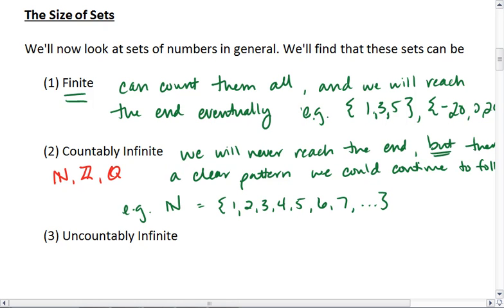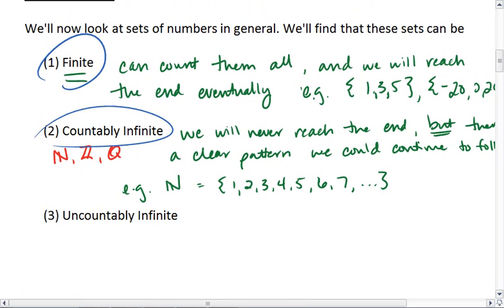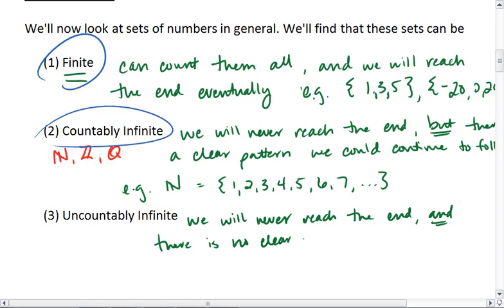So with the size of sets, we've talked about finite sets, and we've talked about countably infinite sets. This brings us to the third type of size we can get, and that's uncountably infinite. Again, we will never reach the end. We can never finish counting this set because it's infinite. And there is no clear pattern that would allow us to continue counting.